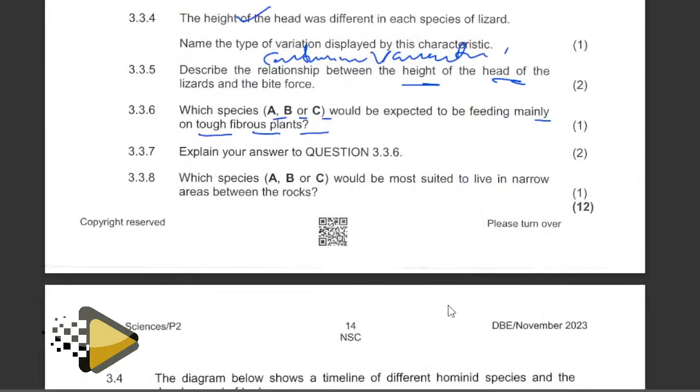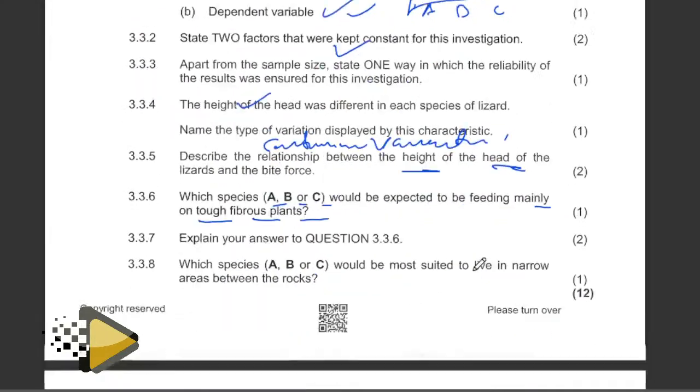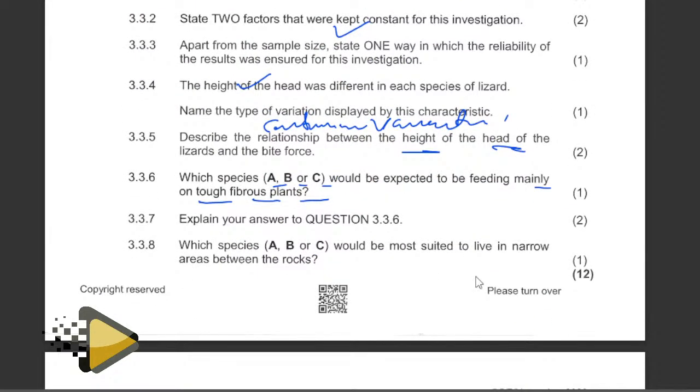Why? Give a reason for your answer. Because it has a strong bite force, so that it can chew these tough fibrous plants. Yes, so it has a strong bite force. Then we are done with that.